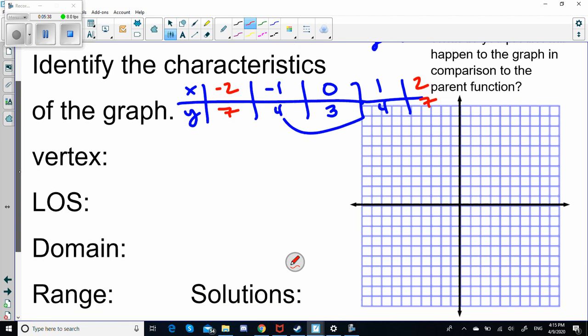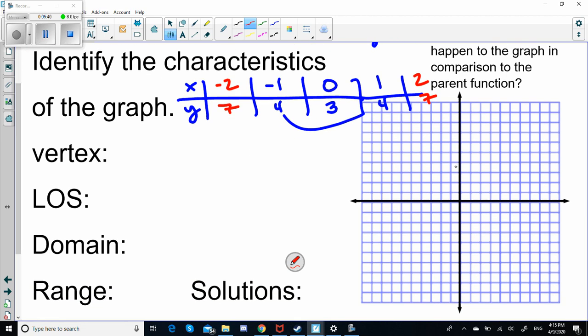So let's see what that looks like on my graph. So 0, 3 would be up 3. 1, 4 is right 1 up 4, left 1 up 4, and 2, 7.